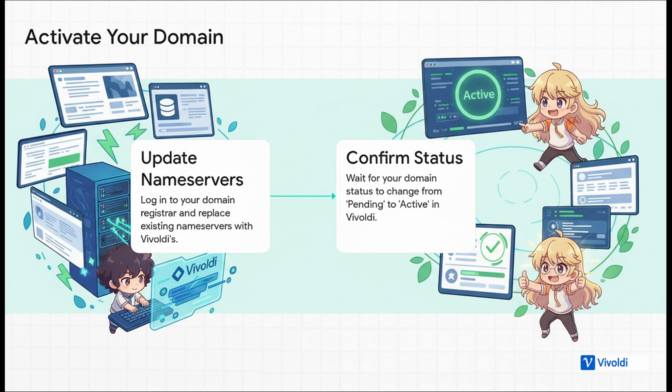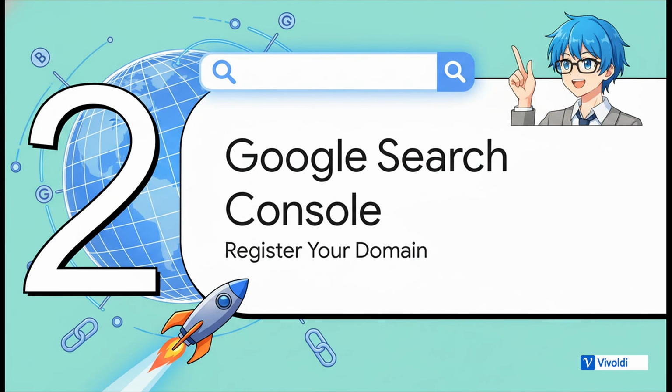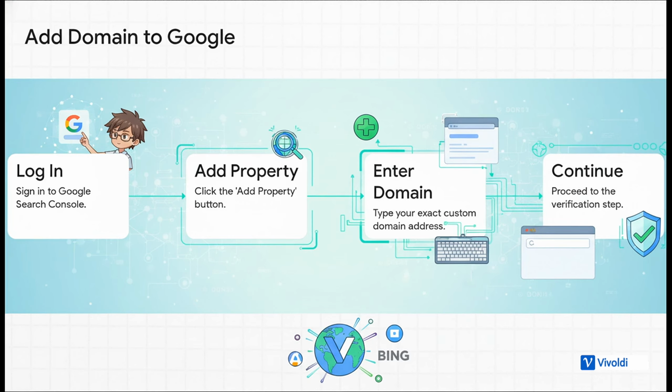Then you're golden. Okay, domain's active? Perfect. Now it's time to go knock on Google's front door. We're heading over to Google Search Console to officially tell them, hey, this domain exists and you should pay attention to it. This part is super simple. Just log into your Google Search Console account, hit Add Property, and then very carefully type in your exact custom domain. Click Continue, and Google will then ask you to prove that you actually own it.